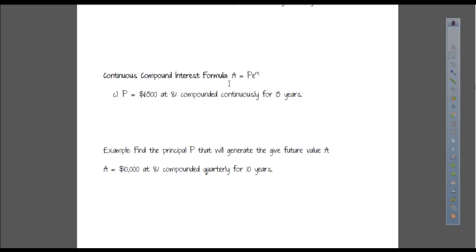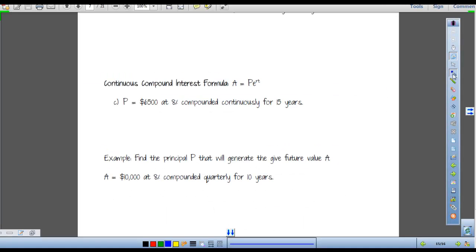The formula for continuous compound interest is A equals P e to the RT. And I'll show you where that is on your calculator in two different places, just in case you don't know. Okay, but we got P equals 6,500 at 8%, compounded continuously for 15 years. So we get A equals 6,500 E raised to the 0.08 times 15. Okay.